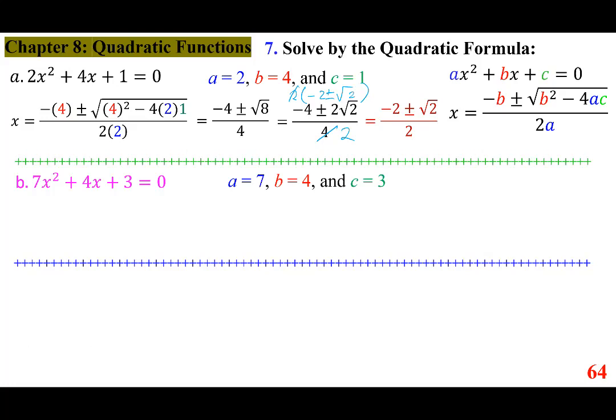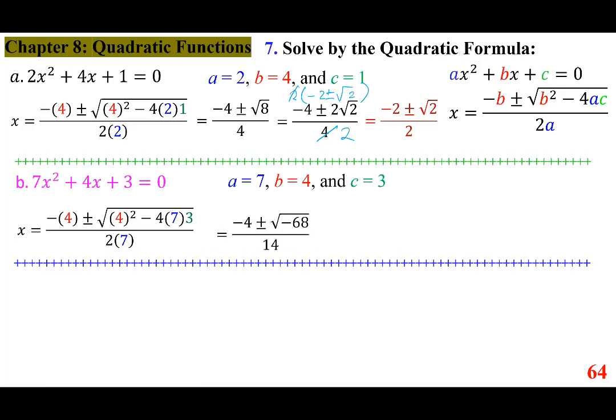We plug in using the quadratic formula that we have. We just plug in, and we need to evaluate. Simplification will end up giving us -4 plus minus the square root of -68.